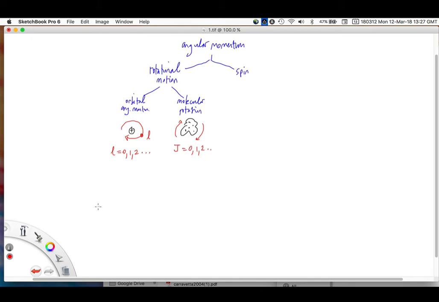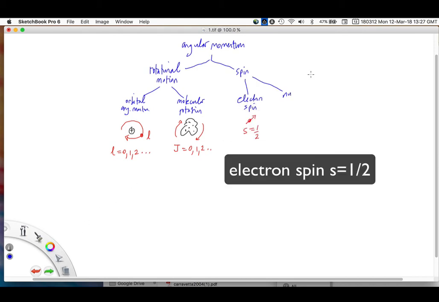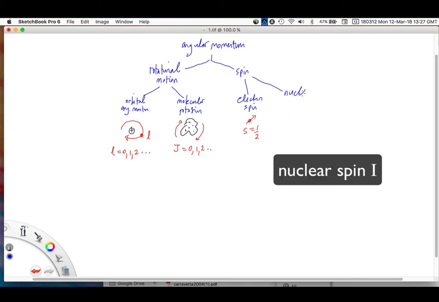And then we've seen that the fundamental particles, such as the electron, have intrinsic angular momentum. So in particular, the electron has spin quantum number 1/2. We'll also see that nuclei in the center of atoms can also have spin. This is called nuclear spin, and this may take a range of values depending on the isotope. We denote that spin by the symbol I, and it can have values 0, 1/2, 1, 3/2, 2 and so on, depending on the isotope.